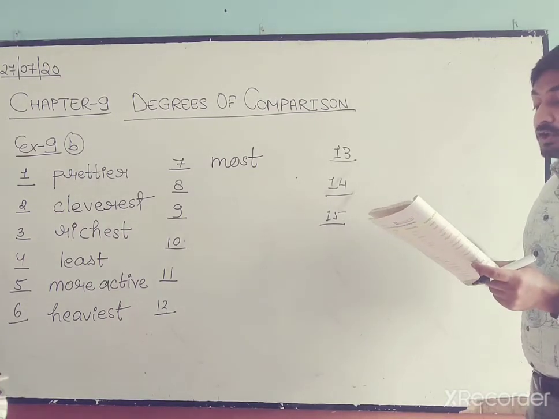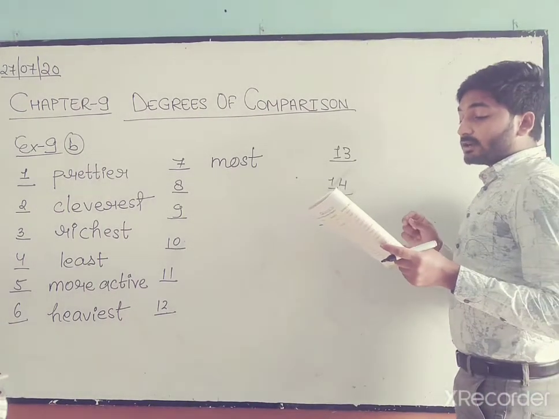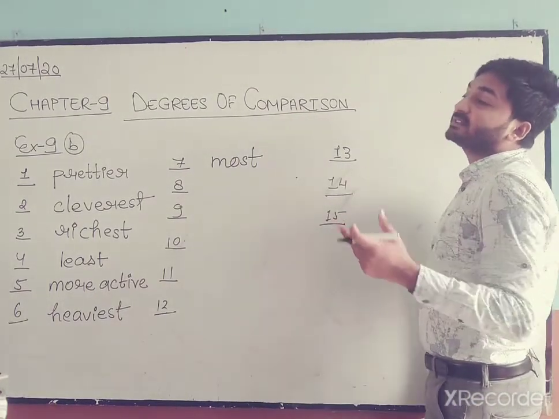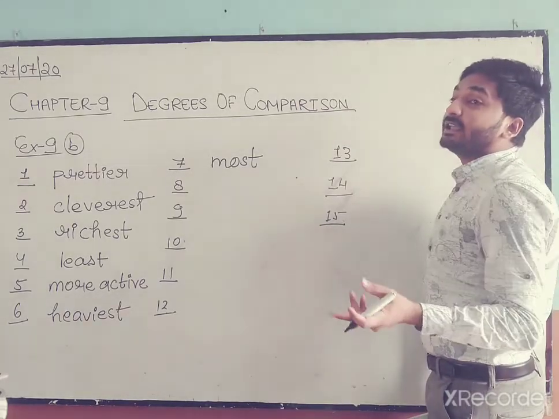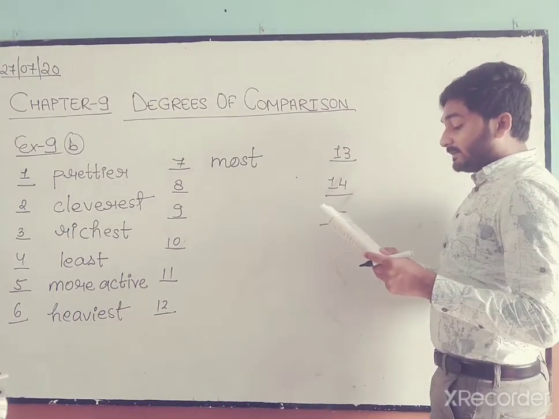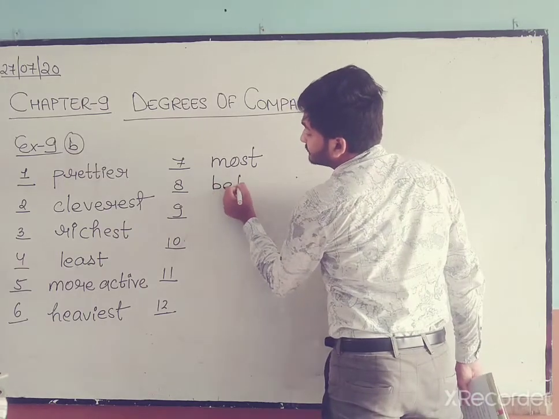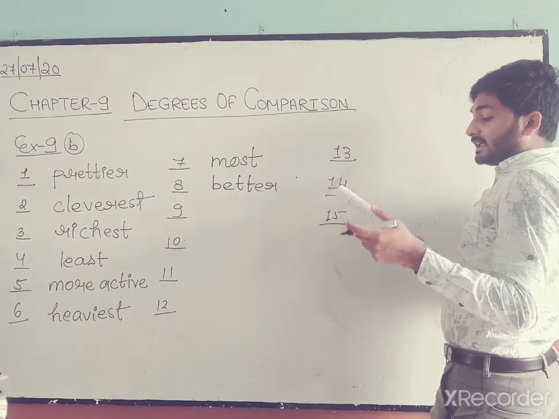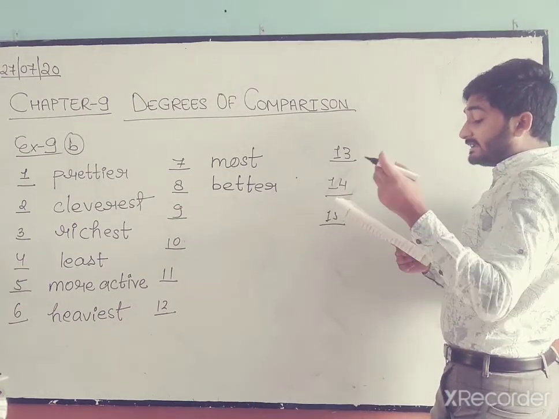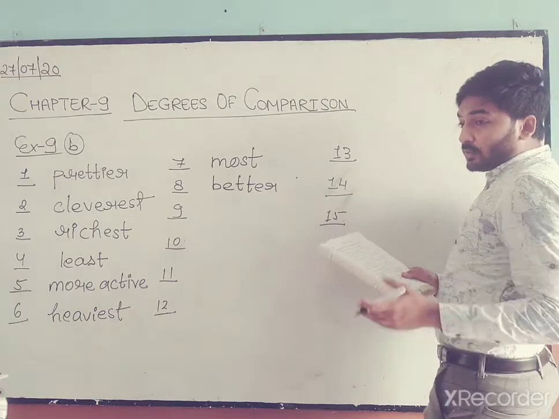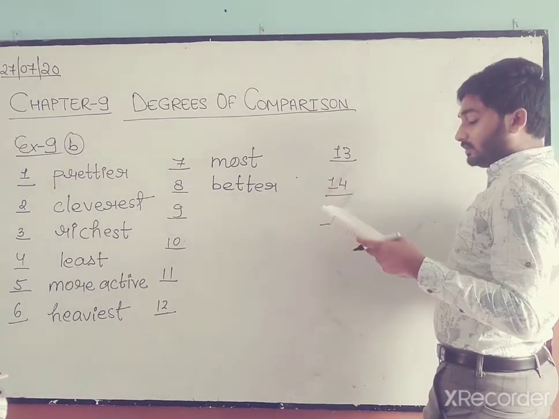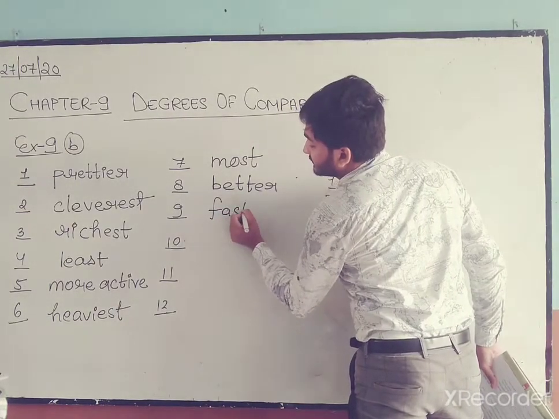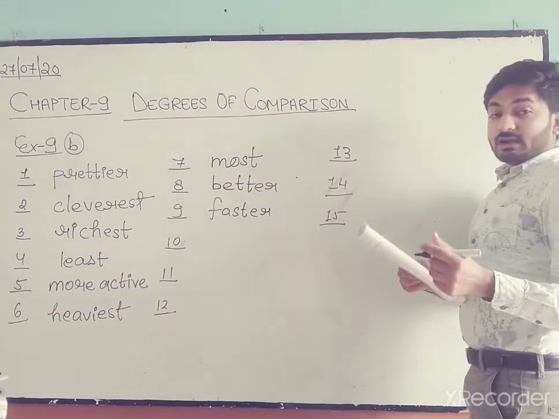Now come to number 8. Your result is not good. You can do dash. That means your result is not good, but it can be better than this. We are comparing. Yes. So what will become there? Better. Okay. Number 9. We are getting late. Can't you walk a bit dash? We are getting late, can't you walk a bit faster? Faster. Comparative degree.